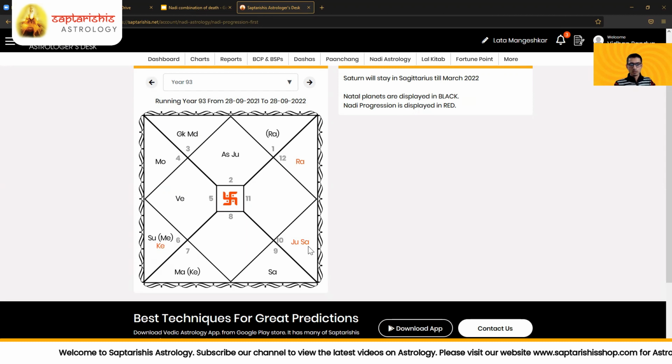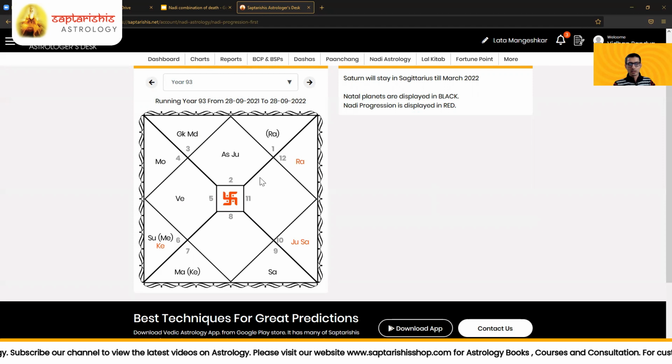Now let's look at Saturn. Saturn is also in trine with Jupiter and Sun. So Saturn is impacting Jupiter and Sun, both these planets. We know that these two are the life-giving planets. And Saturn is also in the seventh from the natal Moon. So Saturn is making a connection with not just Jupiter and Sun, but also with the natal Moon.